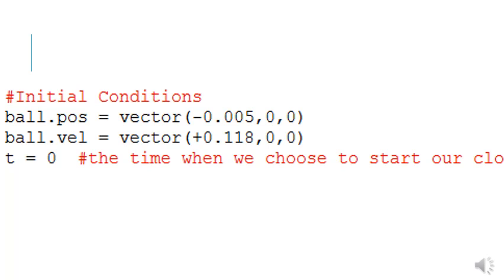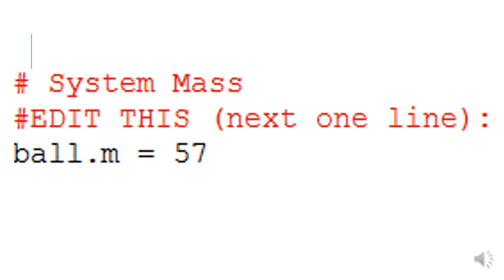setting the initial position point, ball.pos, to the initial position point obtained in Tracker, and the initial velocity point, ball.vel, to the average initial velocity calculated from the first two data points obtained in Tracker. And lastly, the mass of the object, ball.m, to the mass of the girl walking, approximately 57 kilograms.